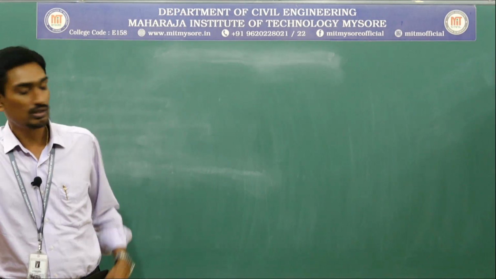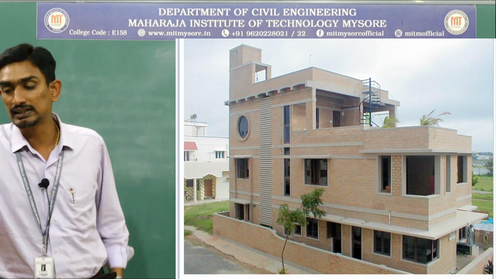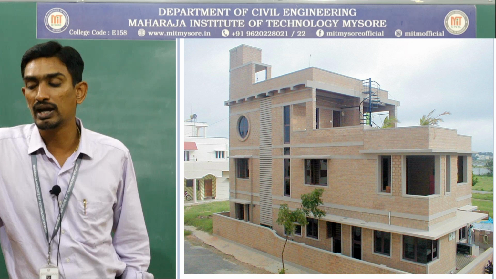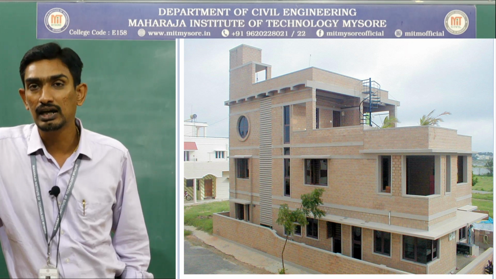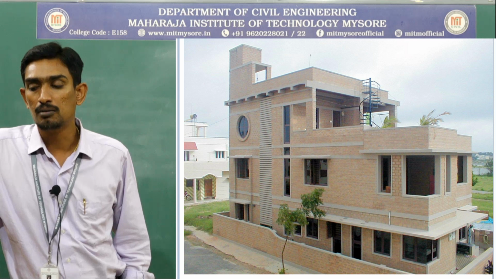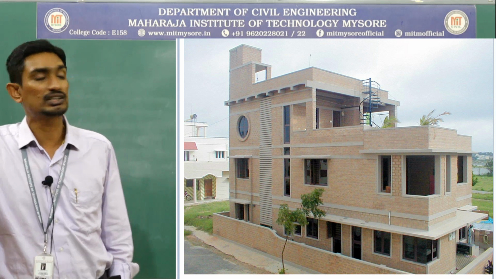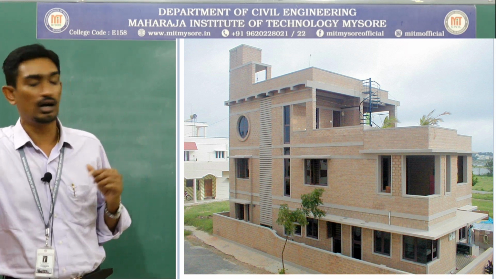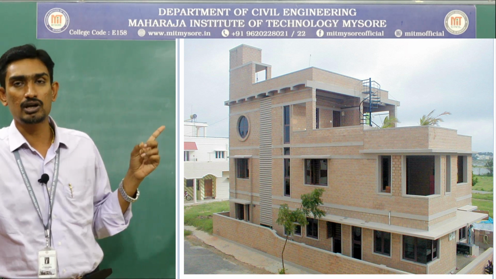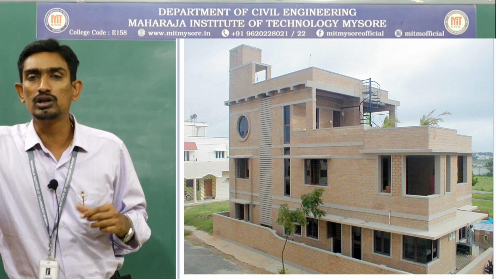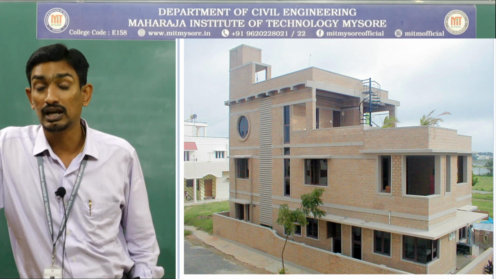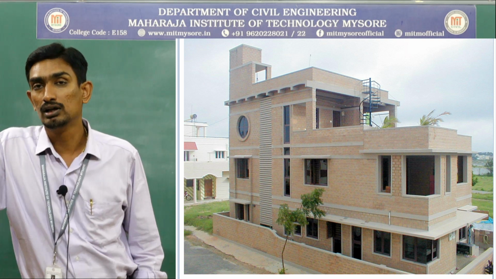Coming to the next, this is a photo where you can see a G+1, and I think one more story headroom is there. You can see a 2 or 3 story building completely built with SMB block. And you can see one interesting thing about that building. Anyone can observe? The interesting thing is that no plastering is done on it. That is the advantage of the SMB block.